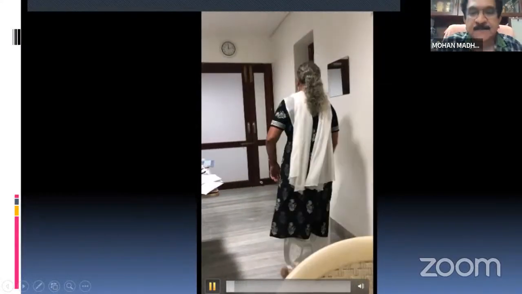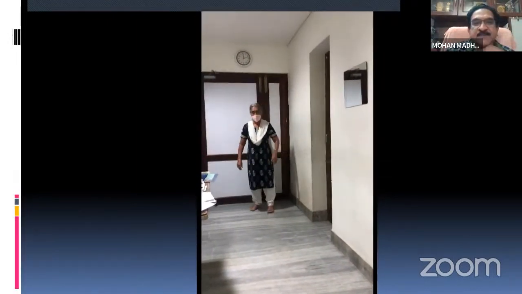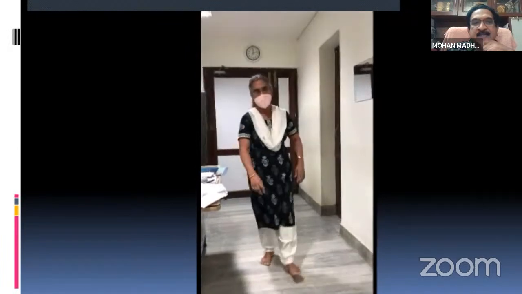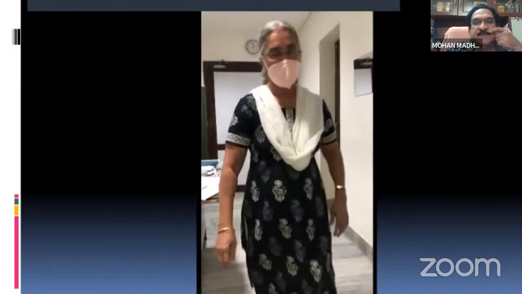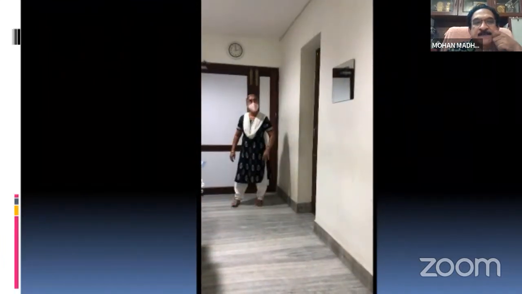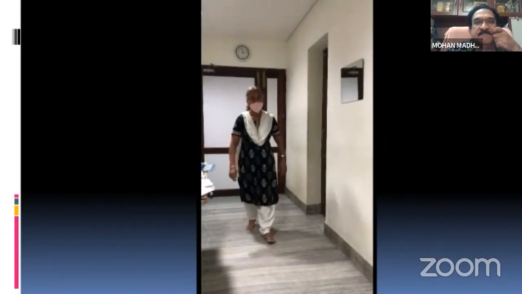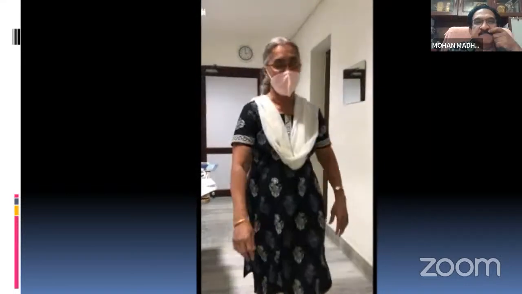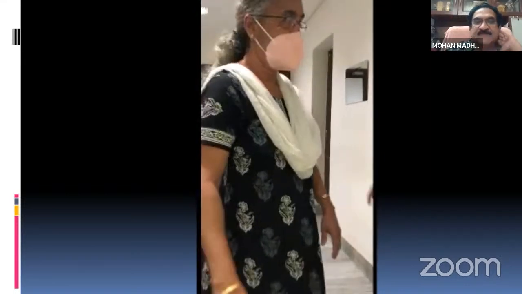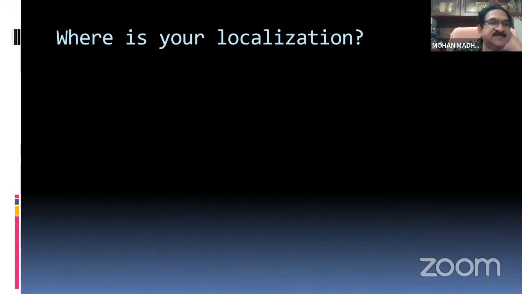This is the gait of the patient. Walks with dragging of the left lower limb and keeps the left hand in flexion at the elbow, with not much mobility of the left hand. She also seems to have some problem with the upper limb as well. So where do you think is the localization in this patient?